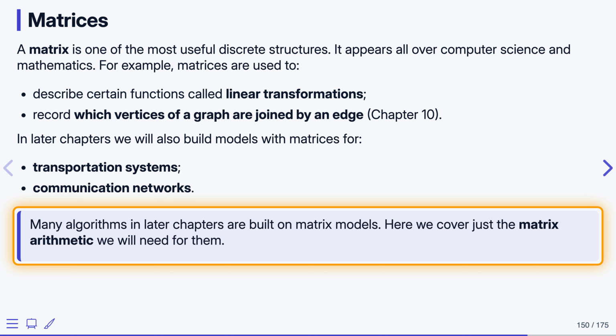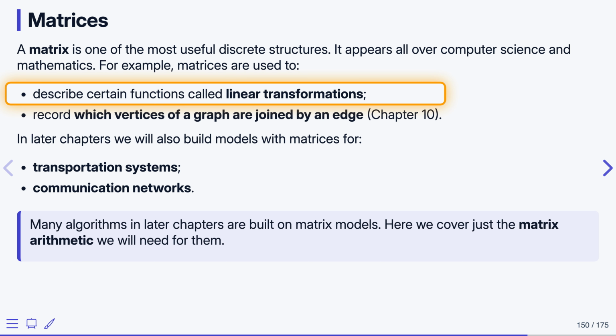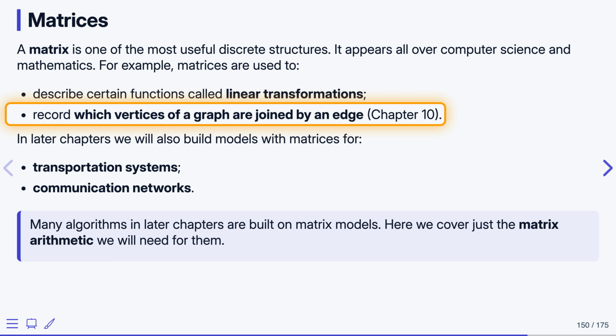Welcome to matrices. A matrix is a table of numbers arranged in rows and columns. It is one of the most useful structures in discrete mathematics. Let us see why. First, matrices describe special functions called linear transformations. Second, a matrix can record which points of a graph are joined by an edge. We will use that idea a lot in Chapter 10.